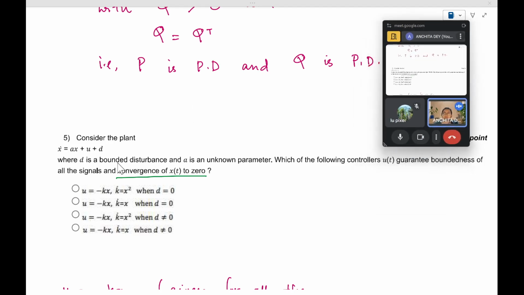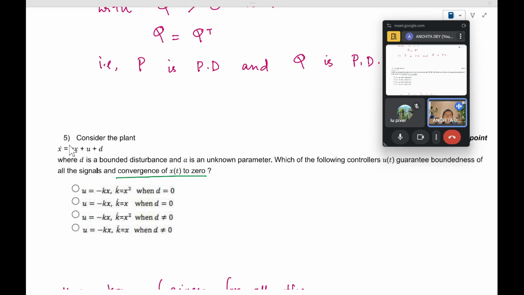Okay, so the next question says, consider the plant x dot is equal to ax plus u plus d, where d is a bounded disturbance and a is an unknown parameter, right? It's kind of similar to the first example that we gave, and if d is a bounded disturbance, we can just robustify the adaptive law. And a is an unknown parameter. That means you do not have any idea about a, nothing. You don't know even the bounds or any specific structure of a either.